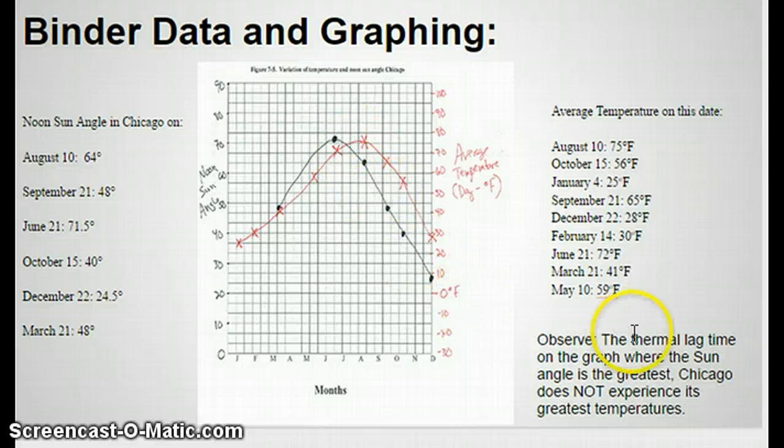We're just graphing the thermal lag time. On the graph where the sun angle is the greatest, Chicago does not experience its greatest temperatures. Instead, it takes a while for the land to really fully absorb that incoming solar radiation, so it takes a while for it to completely heat up, as we see in this graph. In this picture, this difference right here is technically my thermal lag time. And there you have it.